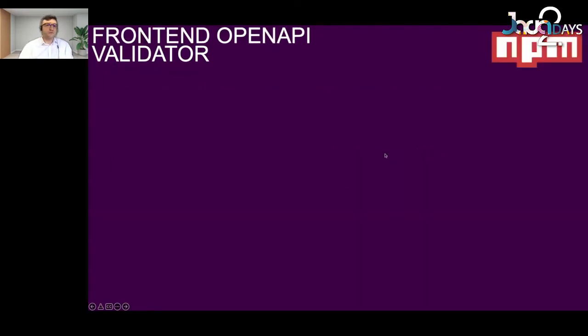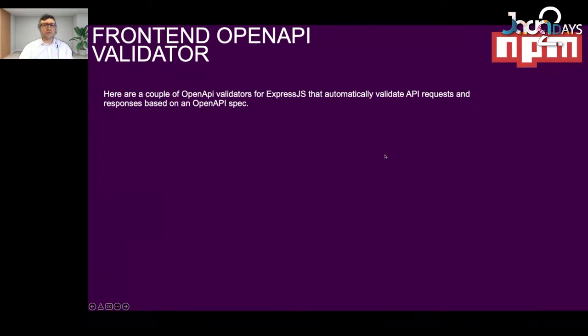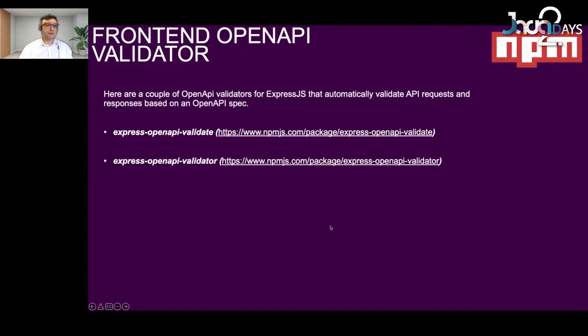Next, we need some tools for the front end. So here's a couple of OpenAPI validators for the front end, which use Express.js, for example, and can validate API requests and responses based on the OpenAPI spec which you provide. These libraries integrate with new and existing front-end API specification. Simply install the validator and then point it to your OpenAPI spec, and you're pretty much good to go.